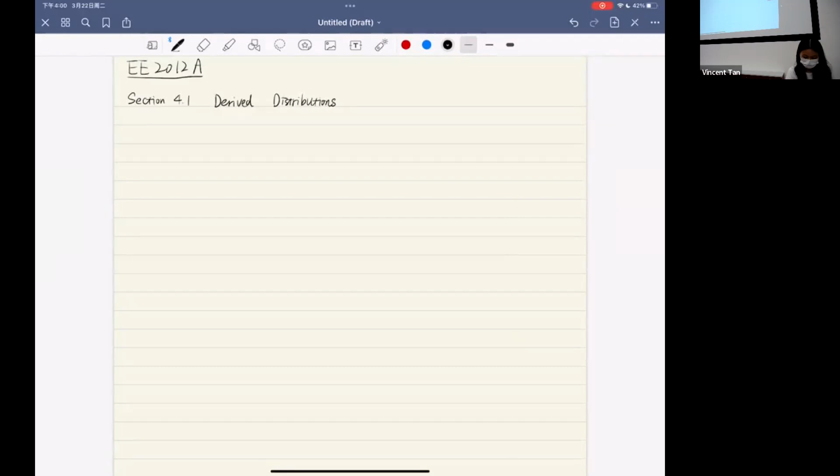Okay, so in this lecture, we are going to learn the first part of section 4.1, derived distributions. So first, let's recap the concept of the PDF of a continuous random variable.